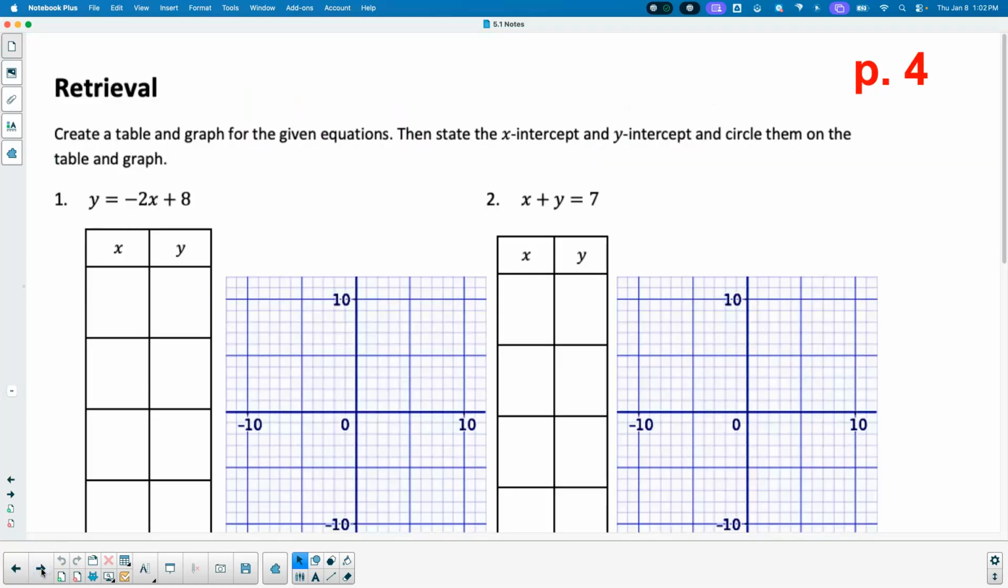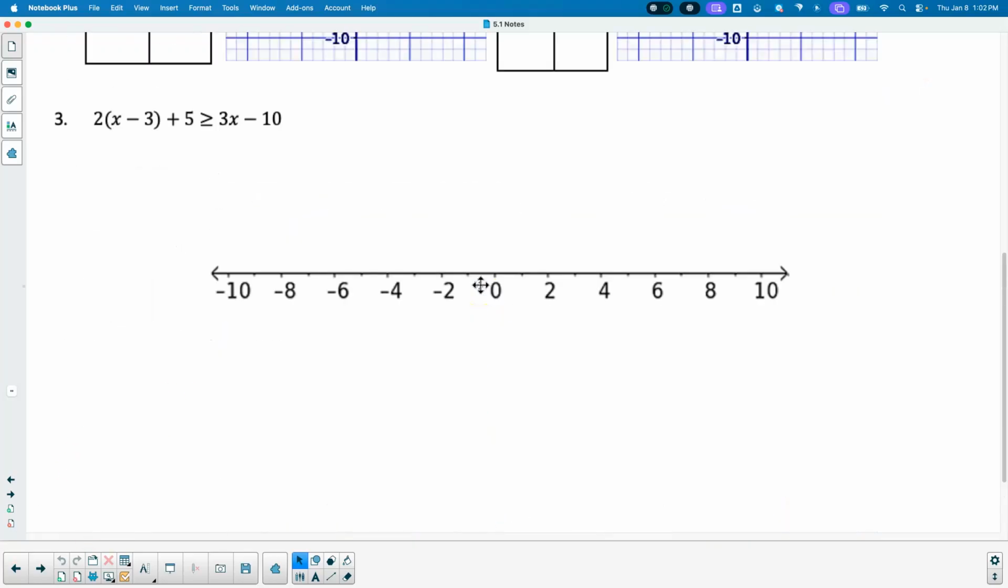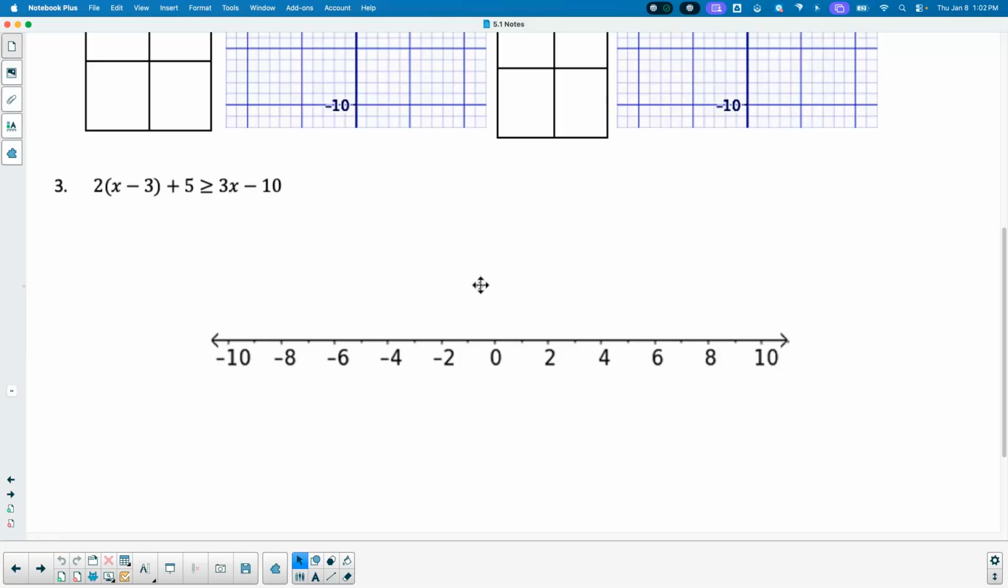With that being said, retrieval on page 4 in your notes. There are 2 graphs. Also, if you could make 2 tables to go along with that. And then one more down here at the bottom of a graph it on a number line. Okay? Go for it. What's up?